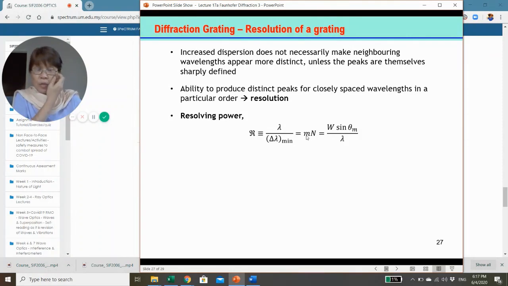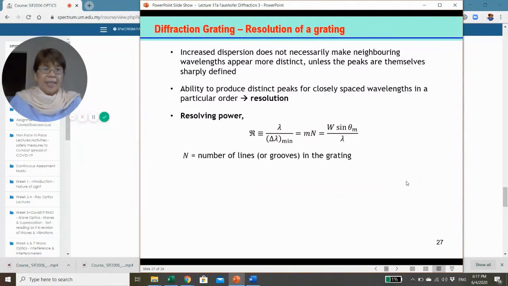So that is equal to the order multiplied by N, that is the number of slits, and this is given by W sine theta m over lambda, where N is the number of lines in the grating, W is the ruled grating width, that means the grating has got a width with all the rules. So what is the extent of that? That will be equal to the slit separation multiplied by N, the number of lines, that will give you the width of the ruled grating.